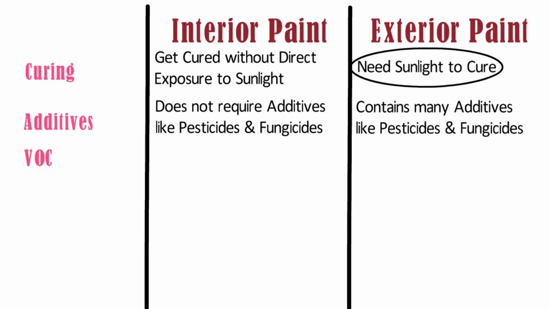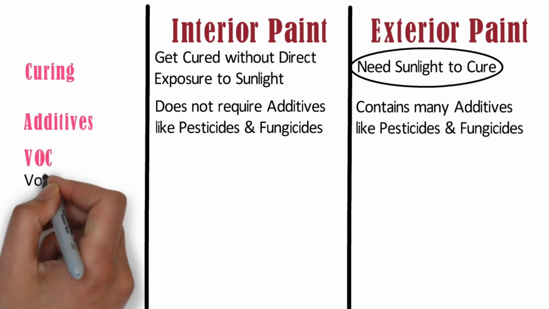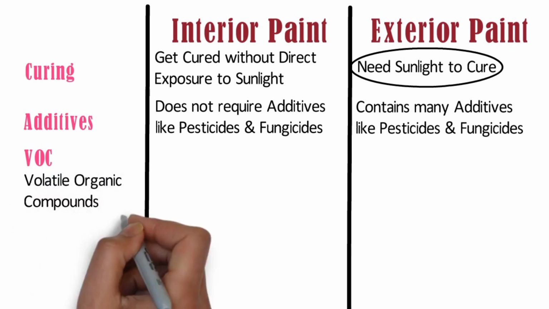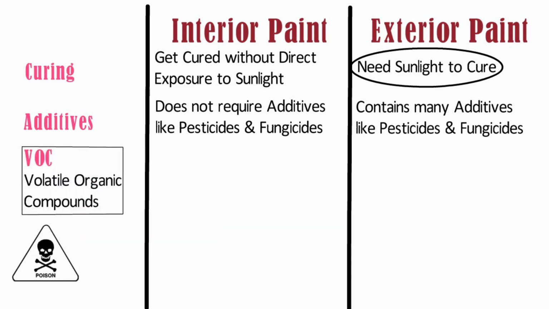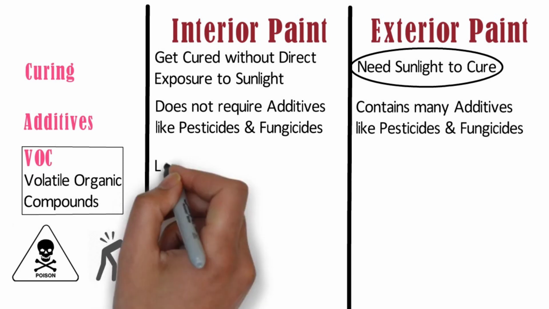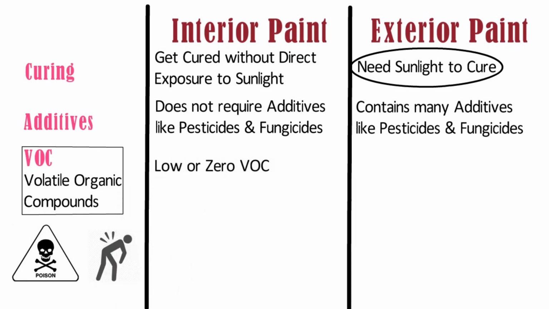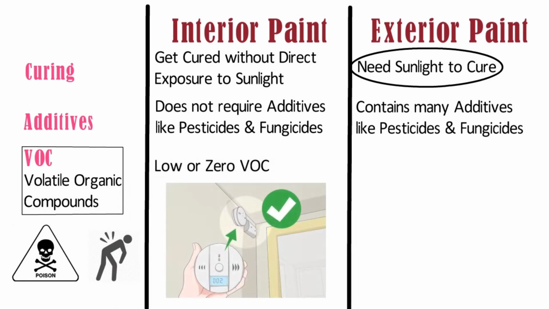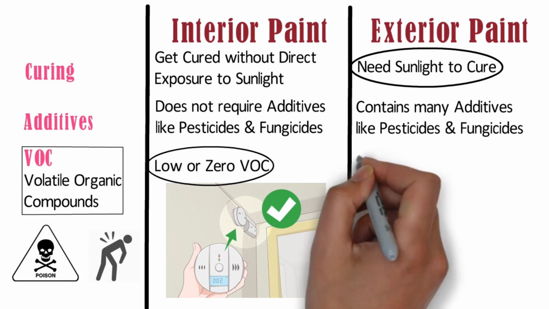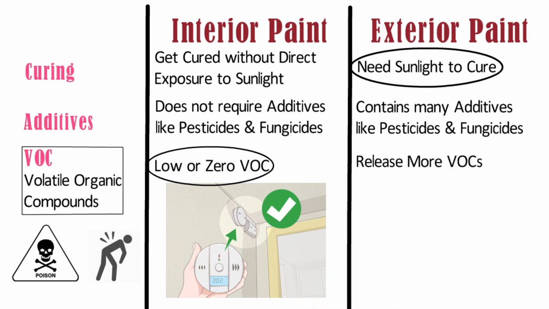VOC. For those of you who don't know, VOCs are volatile organic compounds. These are essentially toxins which can damage the overall health of people who are exposed to the paint for a longer period of time. Interior paint should have a low or zero VOC. This is important in preserving the air quality in your home. Low or zero VOC help to reduce your health risks. Whereas some exterior paints release more VOCs while curing, and that's why exterior paints are not safe for indoor use.